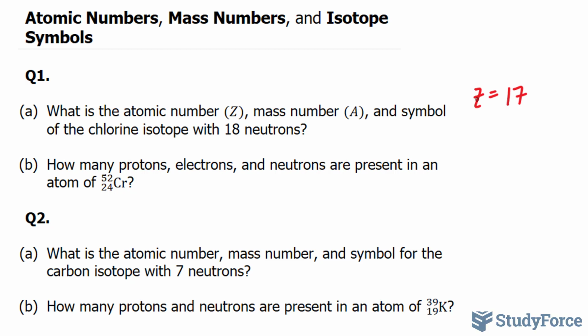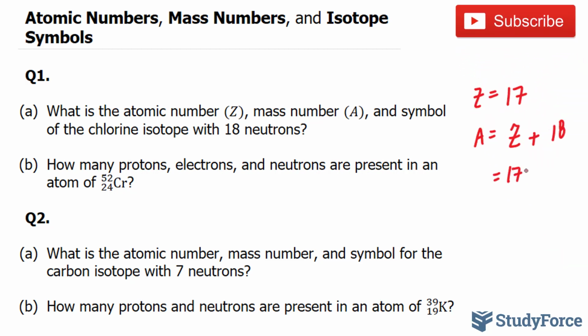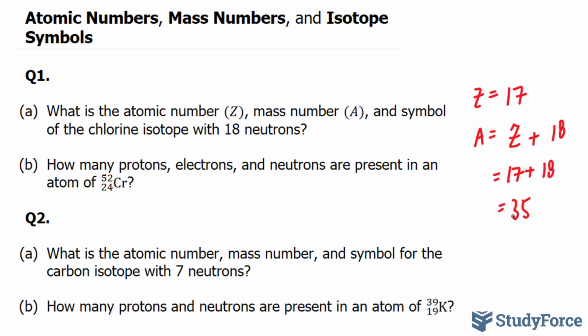Next, we'll find the mass number. The mass number is represented by the letter A, and it's actually the number of protons plus the number of neutrons. So it's Z plus the number of neutrons, which is 18. Z is equal to 17, so we have 17 plus 18, and that's 35.